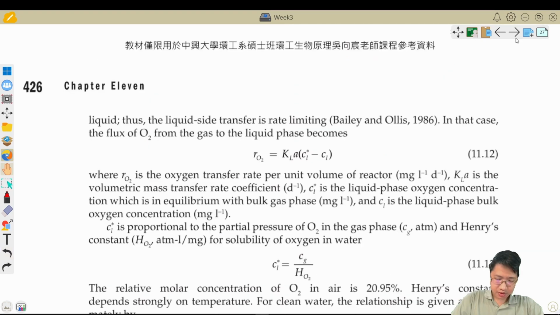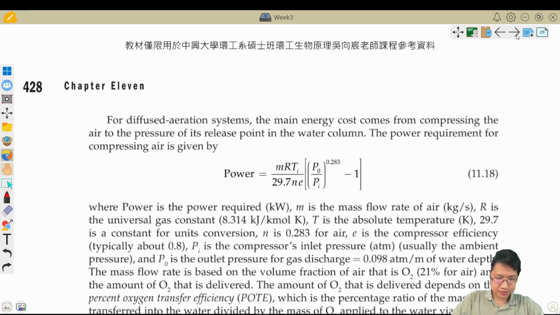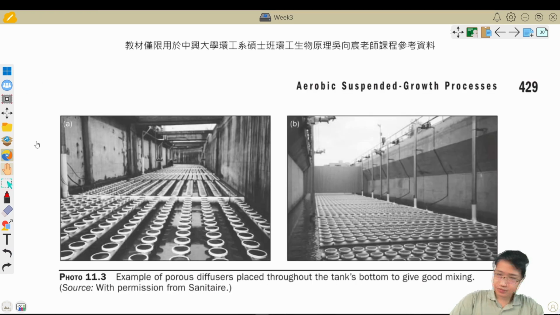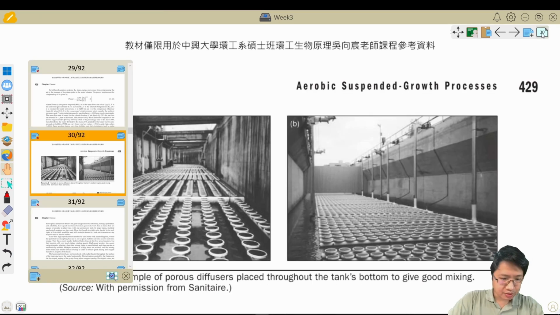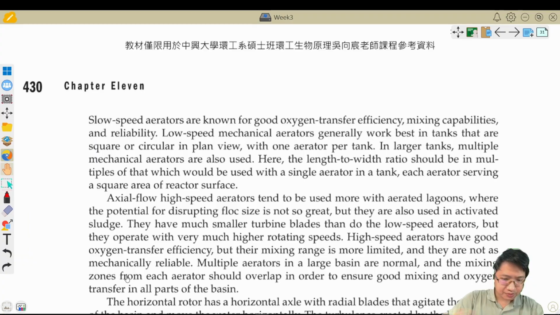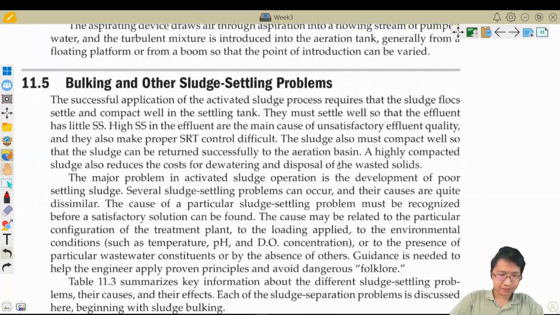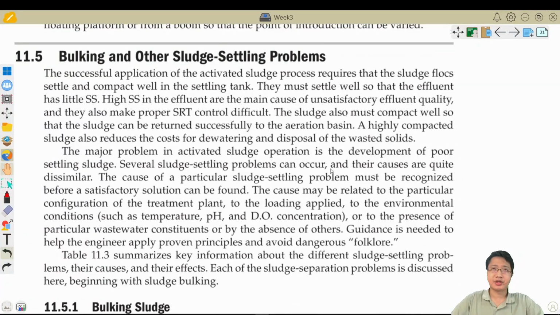And let's move to the data section 11.5. Let's talk about the bulking and other sludge settling problems that sometimes occur in your activated sludge system.